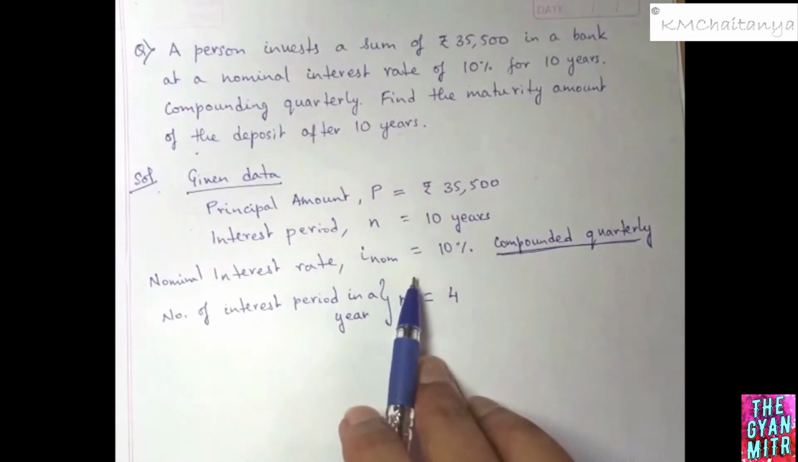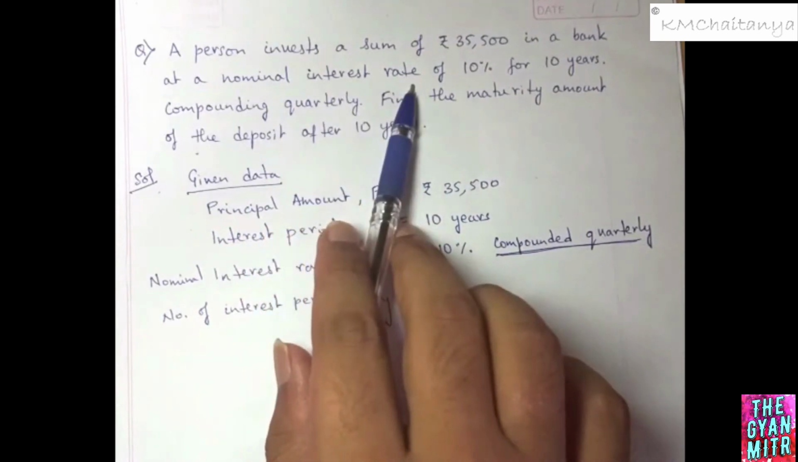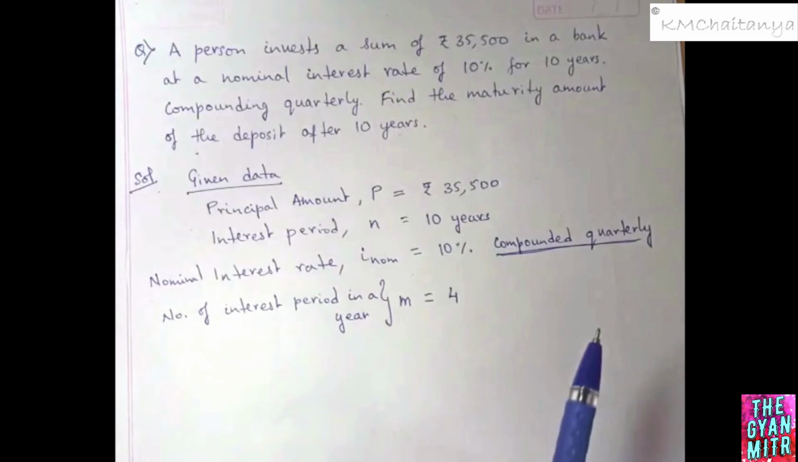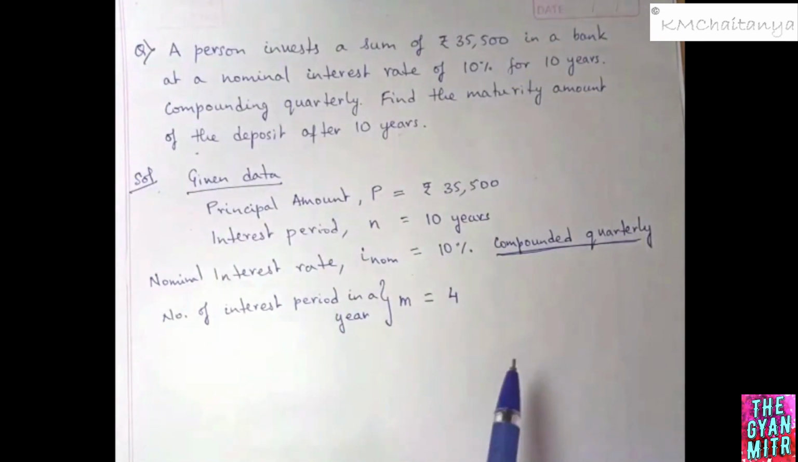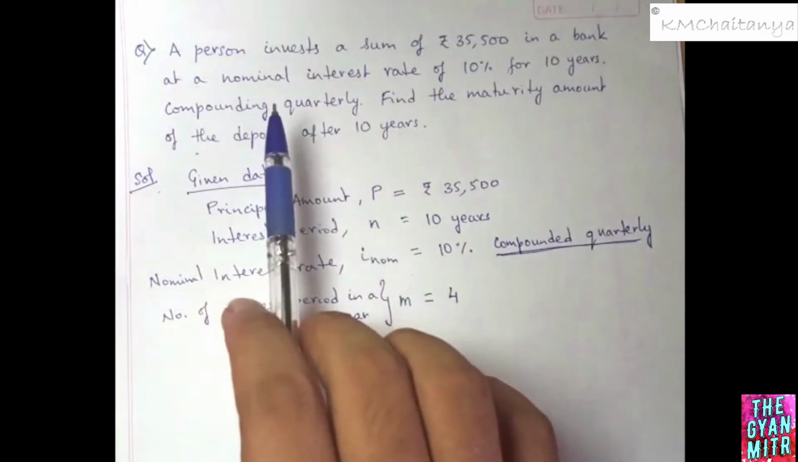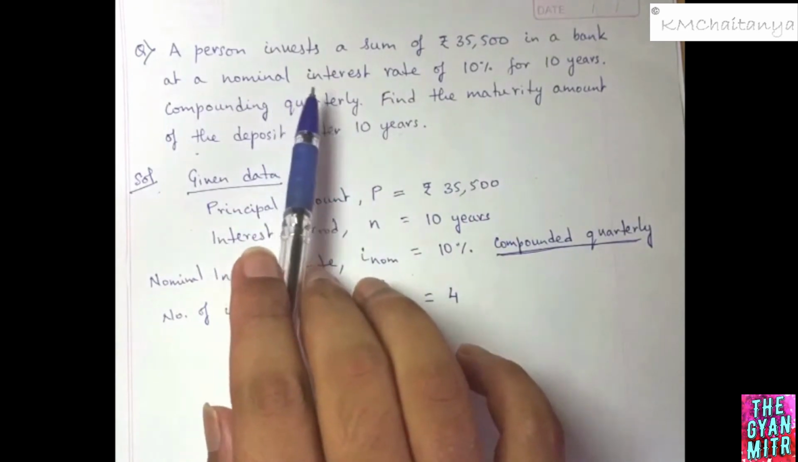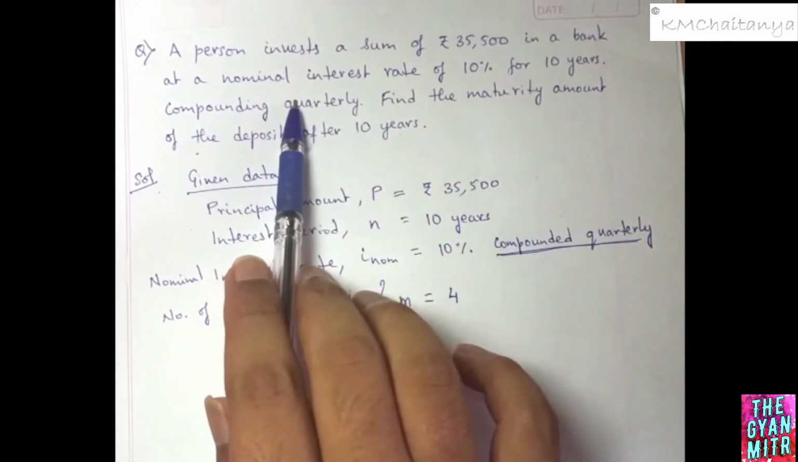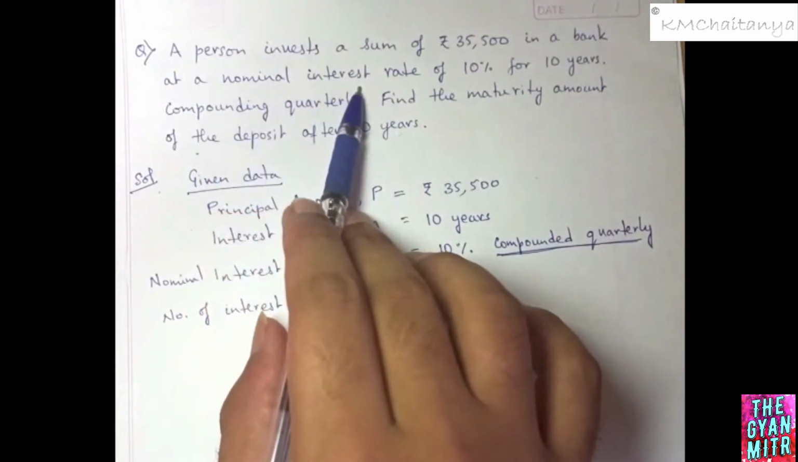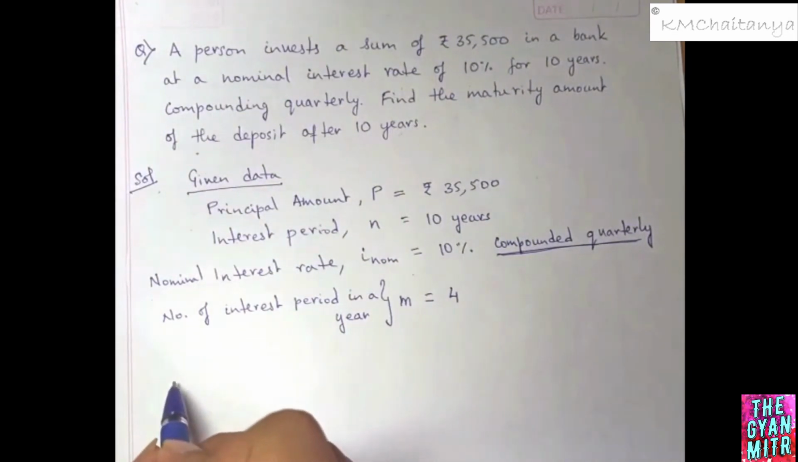Again, if they do not mention anything called nominal interest rate in a question, then it is always the effective interest rate that they have given. So you need not take the value of m; conversion is not required. If they do not mention the interest to be a nominal interest rate, then you are supposed to consider it an effective interest rate only. So here they have mentioned nominal interest rate, therefore we'll convert this into effective interest rate.